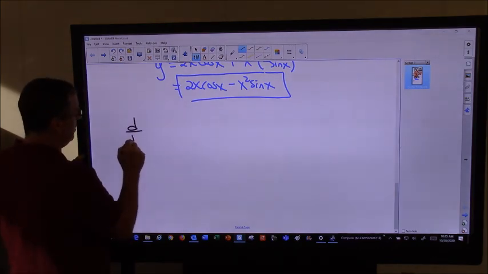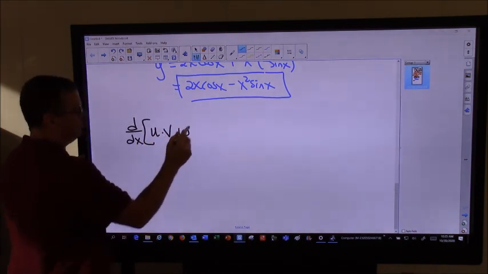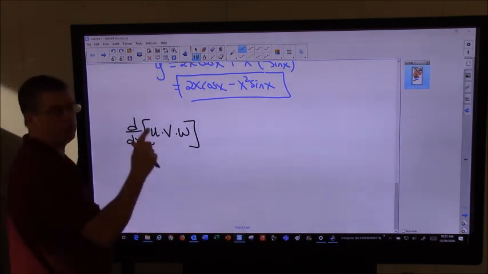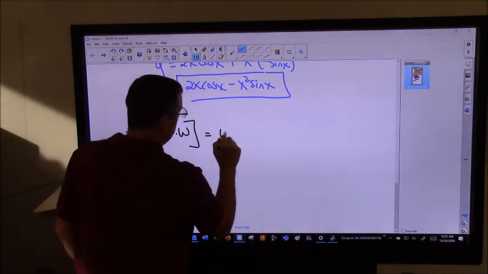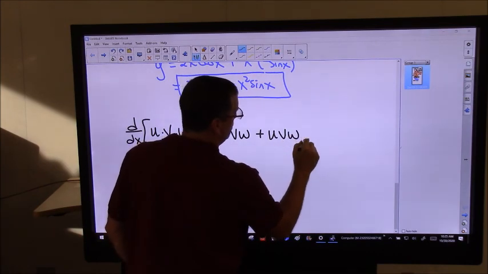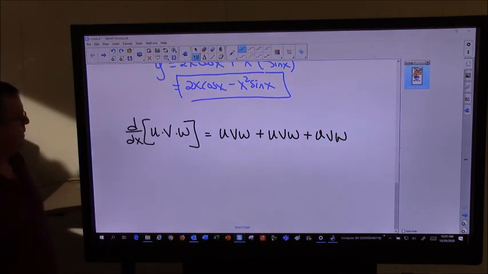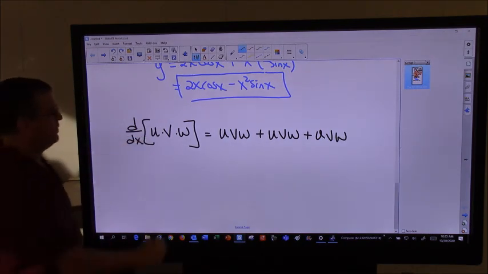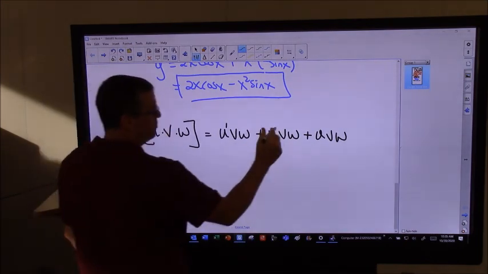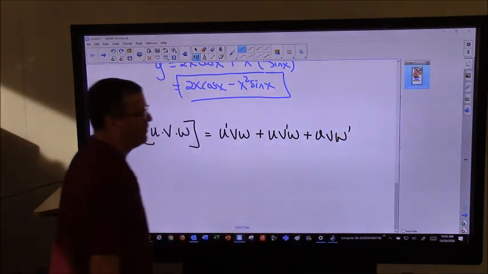If I want to take the derivative of u times v times w, what I'm going to do is I'm going to write down those three letters three times. UVW plus UVW plus UVW. And so if I want to take the derivative of this, I got to take the derivative of the first times the other two, and then the derivative of the second times the other two, and then the derivative of the third times the other two.